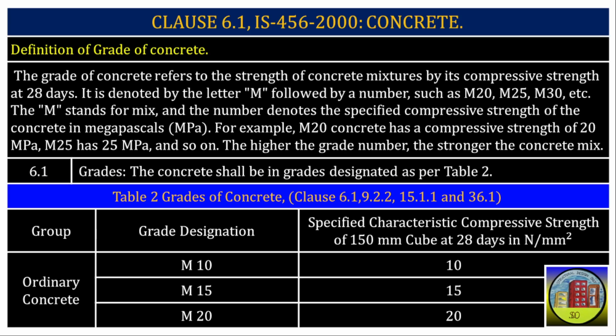1. Concrete with grade designation M10, compressive strength 10 Newton per square millimeter. 2. Concrete with grade designation M15, compressive strength 15 Newton per square millimeter. 3. Concrete with grade designation M20, compressive strength 20 Newton per square millimeter.